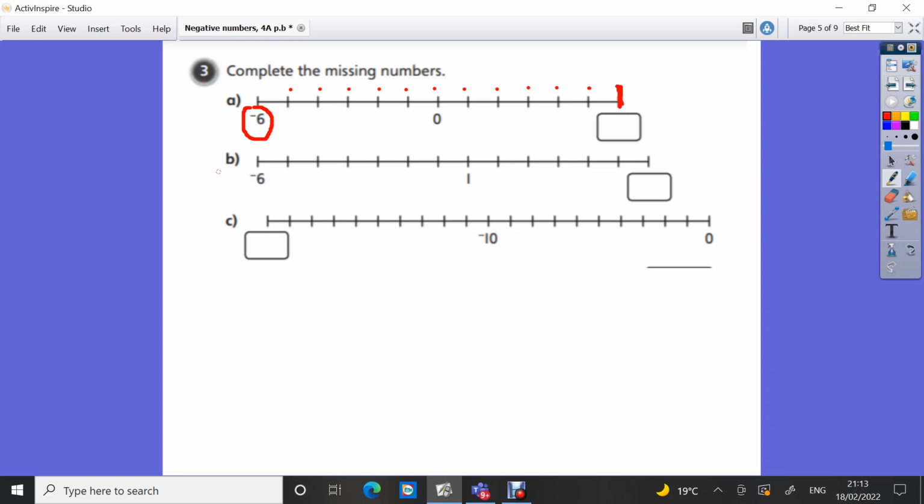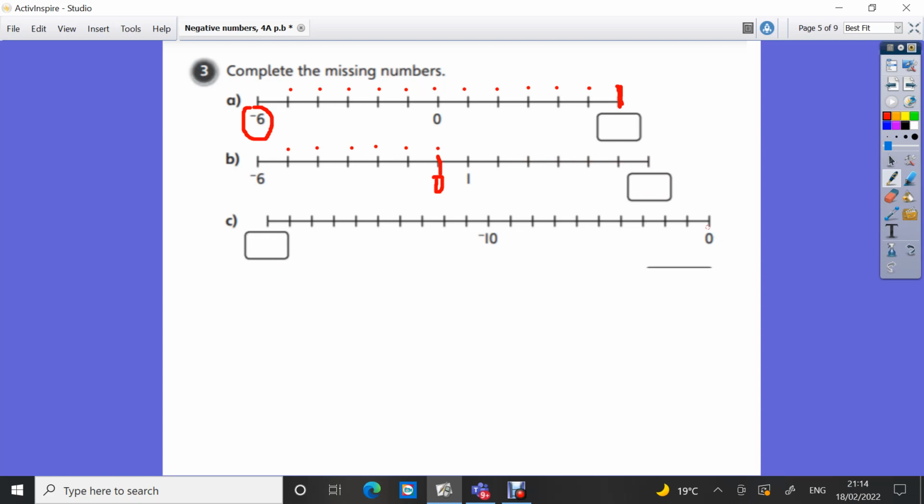Question number 3b says -6, -5, -4, -3, -2, -1. Here comes 0. Okay. Then 1, 2, 3, 4, 5, 6, and 7. What number comes here? You have to write here. This is the number 7. Okay, here we have to write this number.